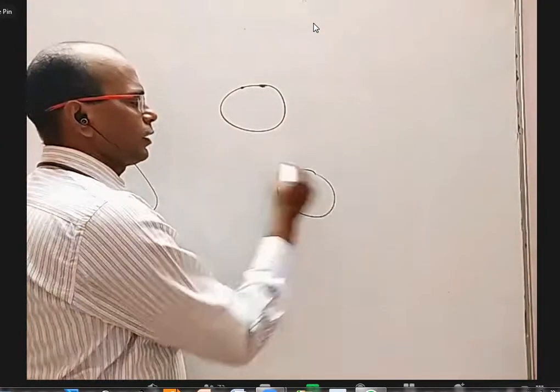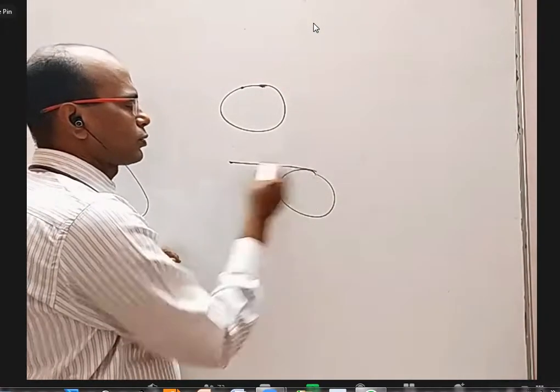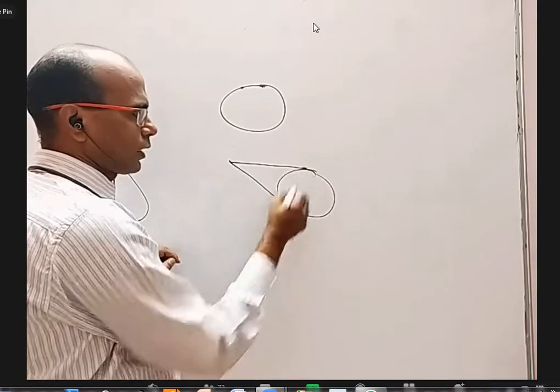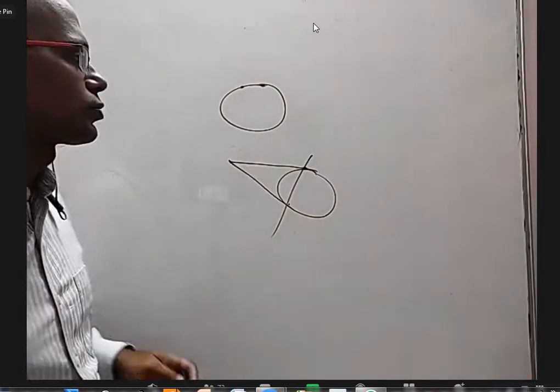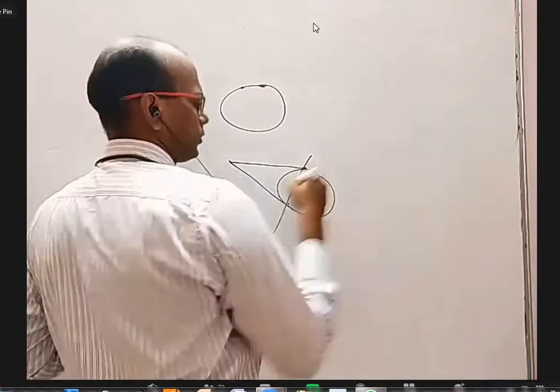If I give a point outside the circle and draw two tangents, there will be a chord of contact. What is the formula for that? T equals 0. If you take a circle or an ellipse, it doesn't matter.